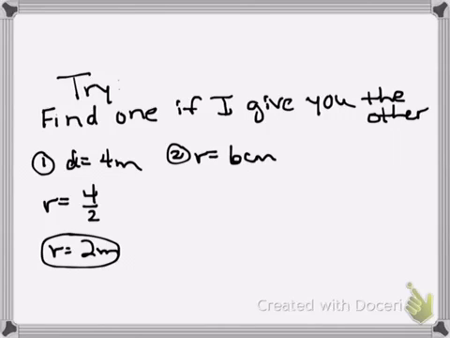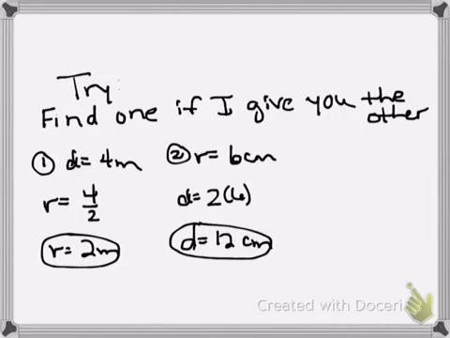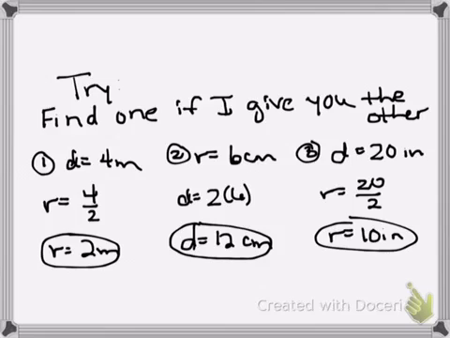What if I give you the radius? Now this is from the center of the circle to the edge, and I ask for the diameter. Well, you'd have to double it to get the diameter, and 2 times 6 would be 12, and in this case centimeters. Number 3, if the diameter is 20 inches, how would you find the radius? The radius is half the diameter, so we need to take half or divide it by 2. The radius would be 10 inches.